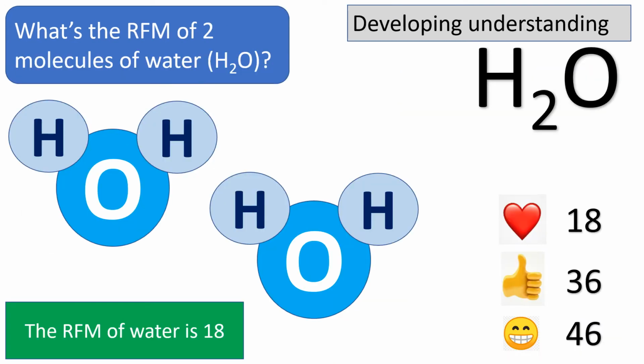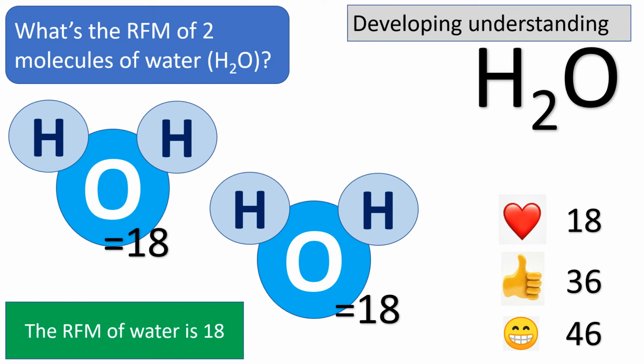What about if I had 2 molecules of water? What's the relative formula mass of 2 molecules of water? Well, I know that the relative formula mass of 1 molecule of water is 18. So that's that one there. But this second water molecule also has a relative formula mass of 18. And so the total would be 36. I would add those two together.